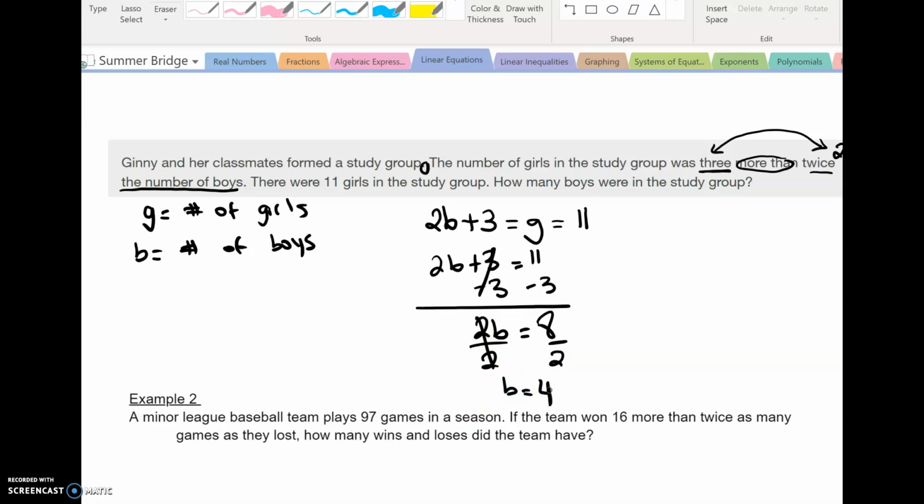We can always go back and check by plugging 4 back in to make sure that I'm getting 11. So 4 times 2 is 8. 8 plus 3 is indeed 11. So we did this right. Now what does this mean? This means there are 4 boys in the study group. So clearly these poor gentlemen are outnumbered.